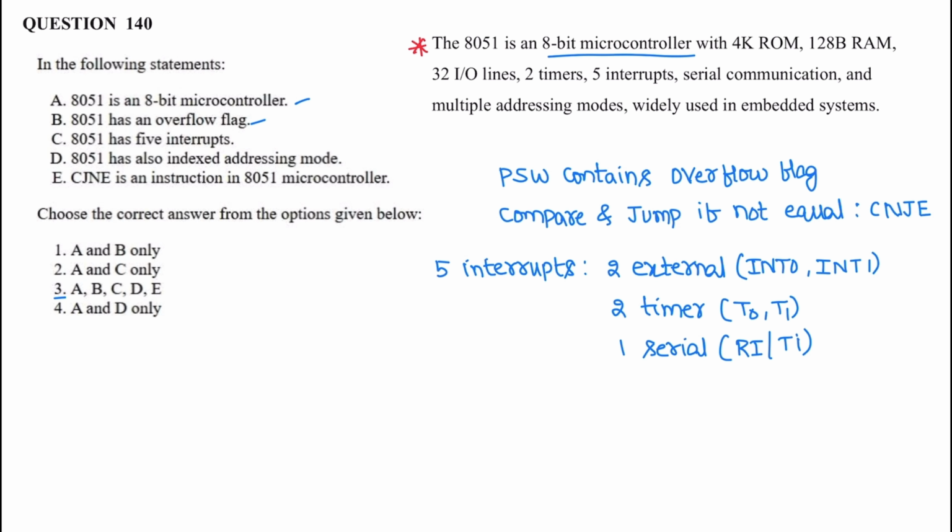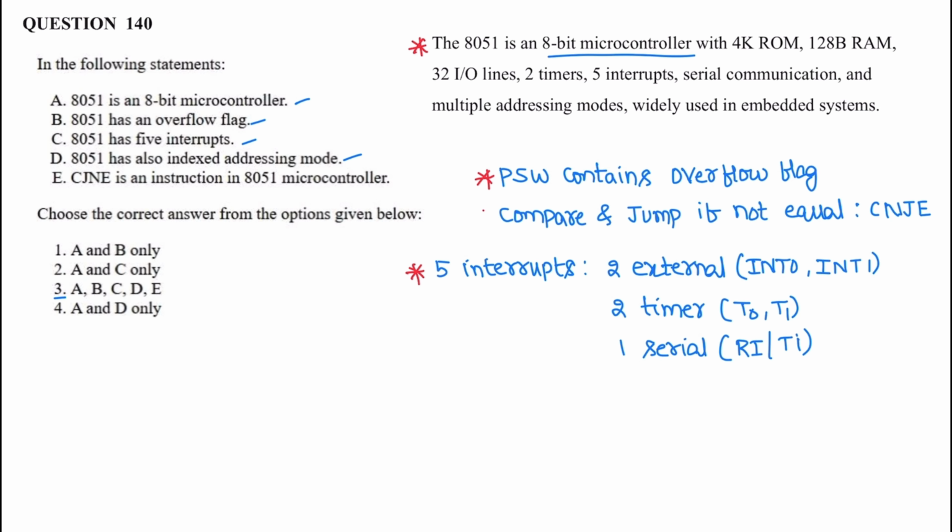8051 has 5 interrupts. The program status word in 8051 contains the overflow flag, and 8051 has 5 interrupts, that is 2 external interrupts, 2 timer interrupts, and 1 serial interrupt. 8051 also has indexed addressing mode. Statement D is correct. Statement E, CJNE is an instruction of 8051 microcontroller.